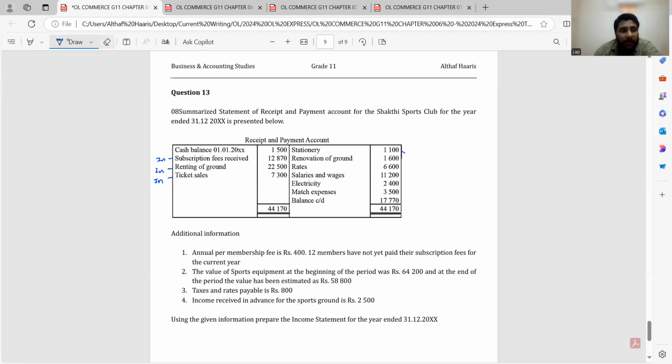Stationeries connected with expenses. Renovation of the ground connected with the expenses. Rates connected with the expenses. Salaries and wages connected with the expenses. Electricity connected with the expenses. Match expenses connected with the expenses. So here they have given the income and expenses, and they have given a few other adjustments. We'll write down these basic values first. Then we'll move to the adjustments.